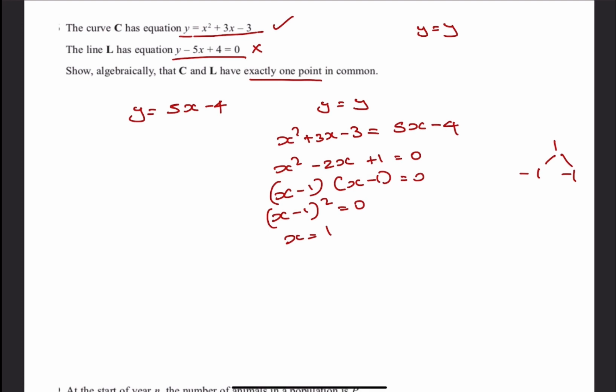So x is equal to only 1. Show algebraically that C and L can have only one point in common. Okay, if you look at this one, how many points are available in terms of C and L? It's just one singular point itself. Okay, so x is the only solution. That's it. Normally, sometimes you will see two answers, you know, quadratic formula. So there is only one solution for the intersection.